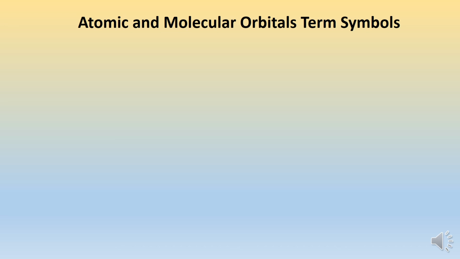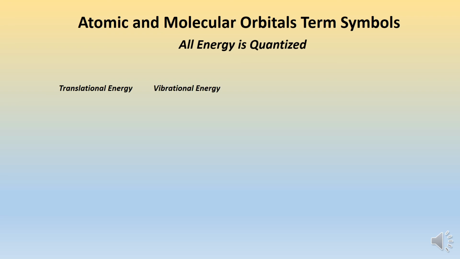In this video, we will look into the meaning of atomic and molecular term symbols, how to develop them, and how they relate to spectroscopy. It is first important to realize that all energy is quantized. That means any motion of an electron or a particle, be it motion in space and translational motion, the vibration of a bond, the rotation of a molecule in free space, or the transition of an electron, can only change by set amounts.